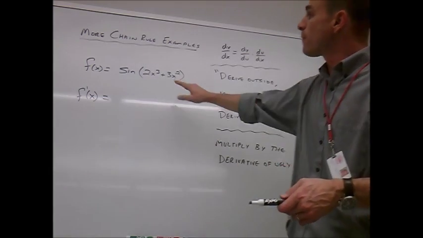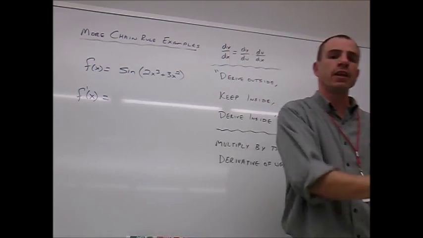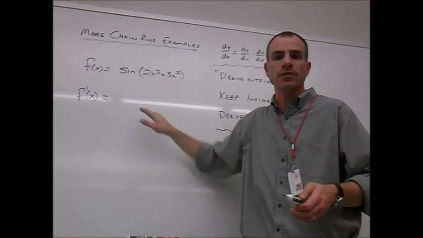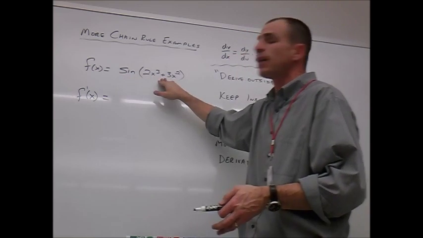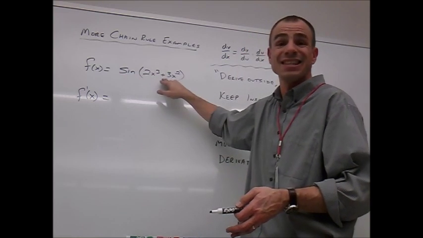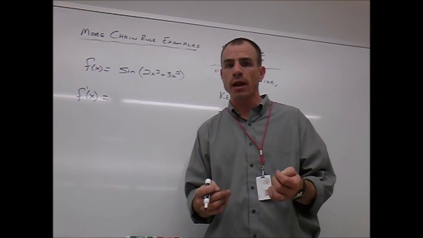Our outer function is the sine. If this is the sine of x, then we'd refer to the video from last week. We know the derivative of the sine of x is just going to be the cosine of x. But we don't have the sine of x. We have the sine of ugly. We have the sine of an inside function. But we can still get our derivative, and we can do it rather quickly.